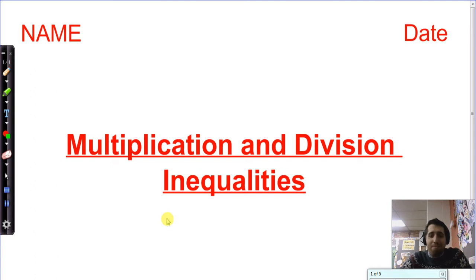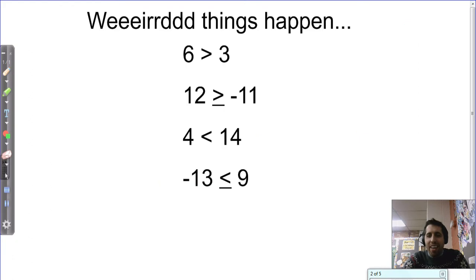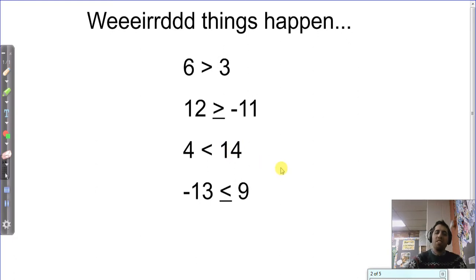Howdy. Today we're talking about multiplication and division inequalities, so get your name, date, and title at the top, please. And we just need to know that weird things happen with multiplication and division inequalities. So what I'm going to try and do here is demonstrate this a little bit.